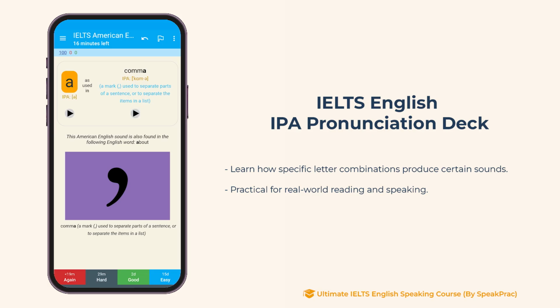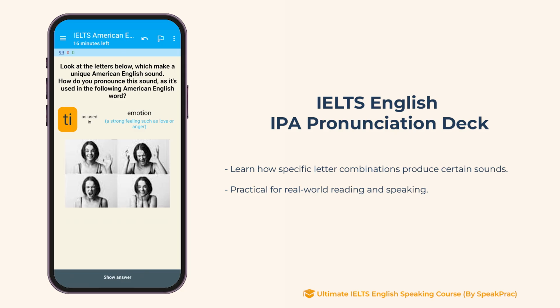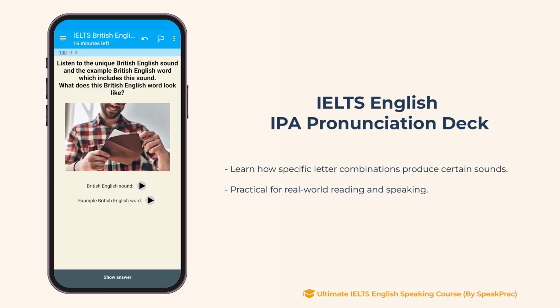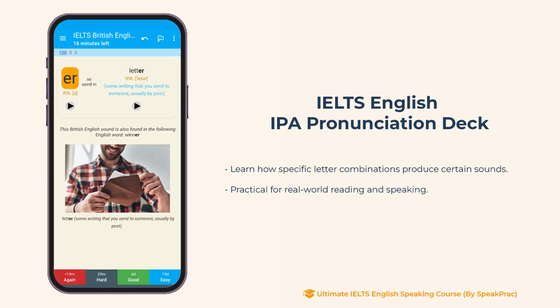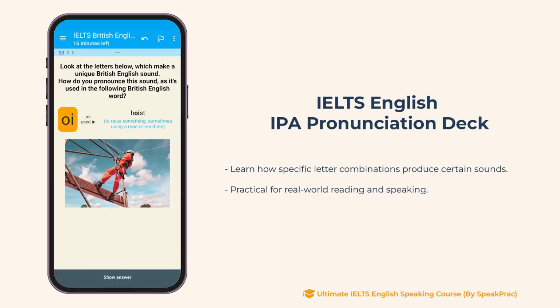For example, you'll learn that the F in fish and the PH in phone and the GH in laugh can all make the F sound. This is far more practical for real-world reading and speaking.